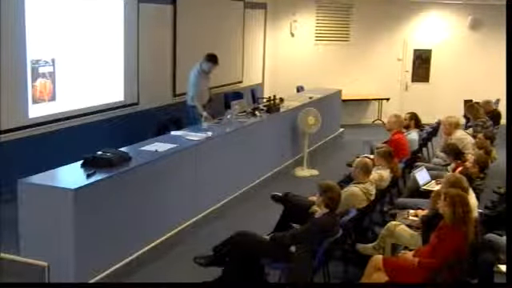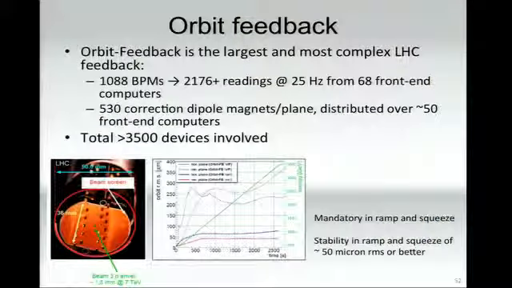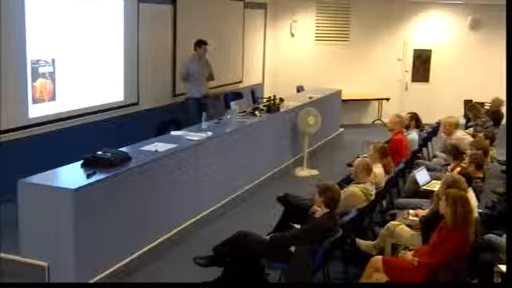And very quickly, 108 BPMs, coming in at 25 Hertz. So he's getting a real-time feed from the BPMs at 25 Hertz, calculating a correction and sending that back down to the power converters, driving the orbit correctors. This is mandatory in the ramp and squeeze, and this provides us with a stability of around 50 microns RMS during the ramp and squeeze. The aim here is, of course, to keep our small beam right in the center of the beam pipe, and very importantly, right in the center of the collimators.